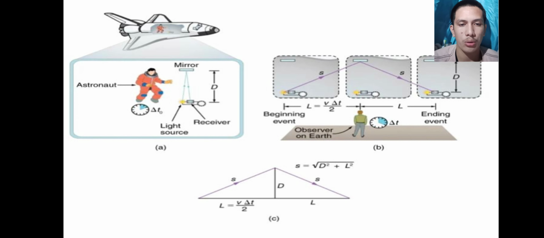The figure shows an astronaut measuring the time for the light to travel distance 2D in the astronaut's frame. A NASA scientist on Earth sees the light follow a longer path and take a longer time. These triangles are used to find the relationship between the two distances.